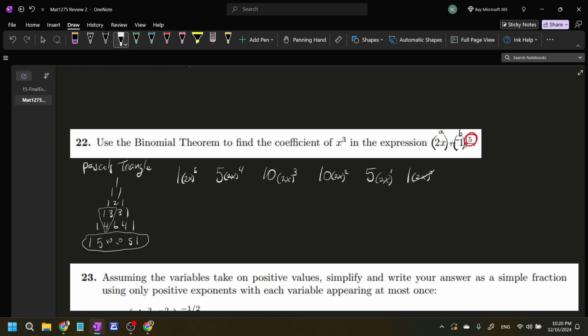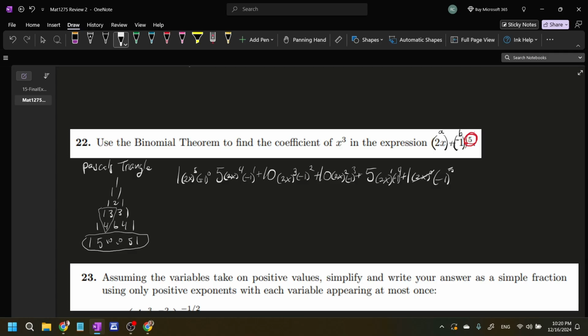Okay, now remember our b value is -1, so we're going to start on the right side, and we're going to go -1. Because our exponent is 5, we're going to go -1 to the 5th here. In between all of these is plus, so we have -1 to the 4th, -1 to the 3rd, -1 squared, -1 to the 1, and -1 to the 0.